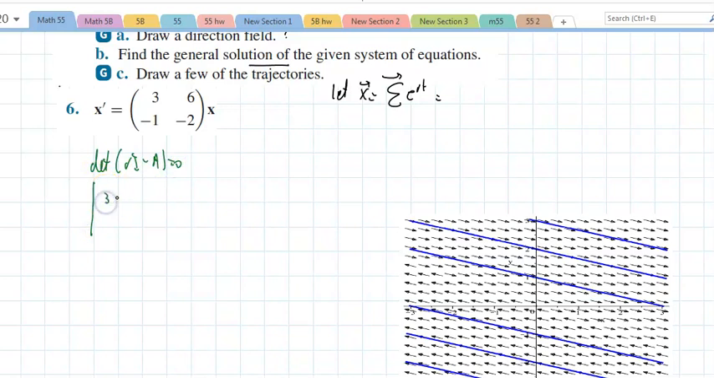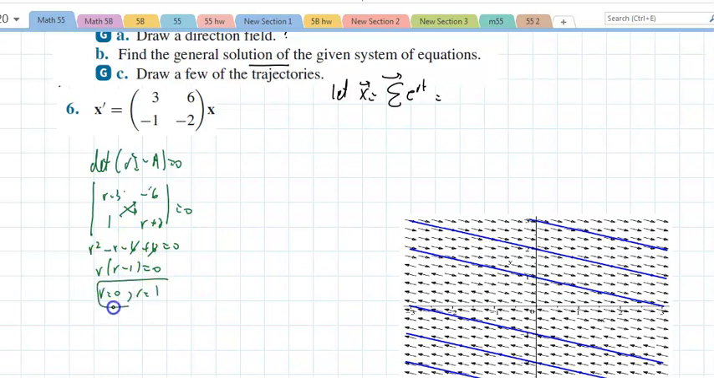That would be r minus 3. That's why they put it that way. R minus 3 and negative 6. And this will be a 1 and an r plus 2. I want that to equal 0. That will be r squared minus r minus 6 plus 6 equal to 0. So that's r times (r minus 1) equals 0. That's r equals 0 or r equals 1. Very good. If I want to find the first solution, let's say r equals 0. Well, that would be, if you put a 0 there, negative 3, negative 6, 1, 2, times x1, x2 equal 0, 0.